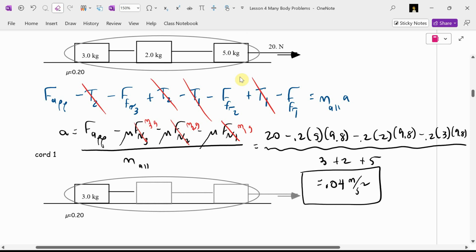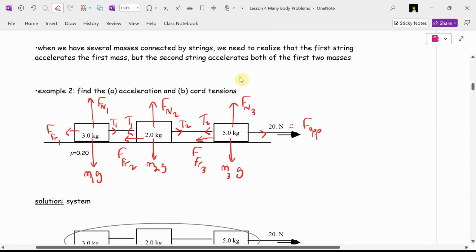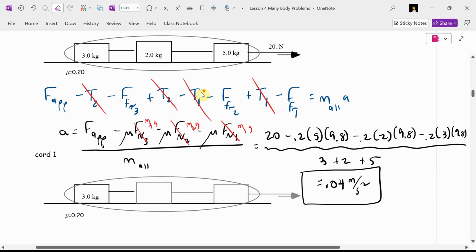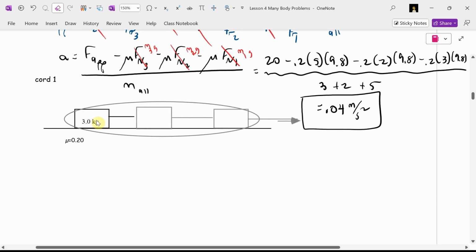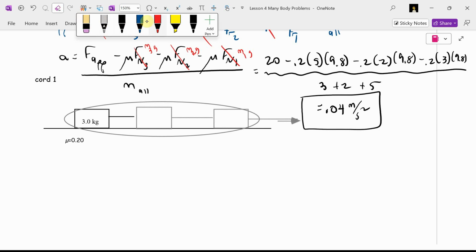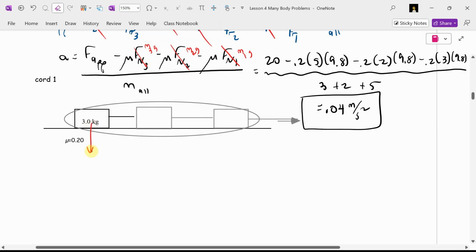Okay. That was part A, and then B said find the chord tensions. Let's use the 3 to find tension 1 because I think it's the cleanest. I'm going to quickly sketch the free body diagram. I have M1G, normal force 1, tension 1, friction.